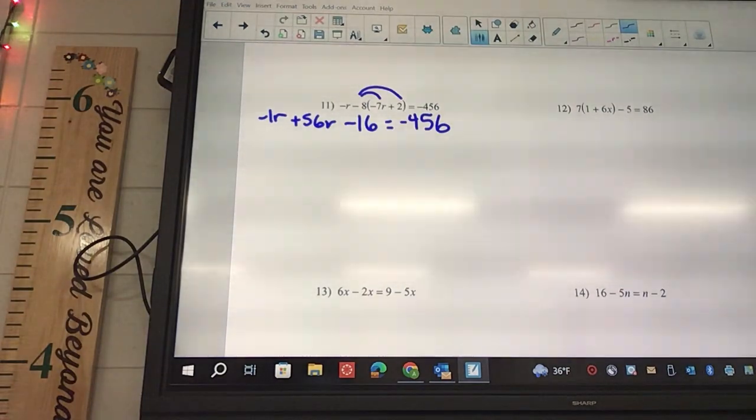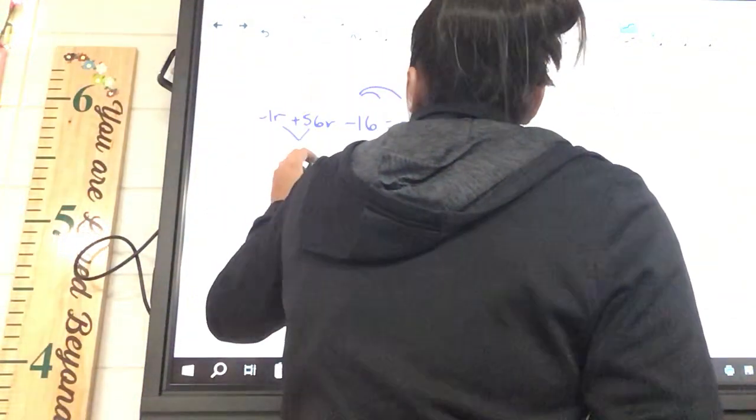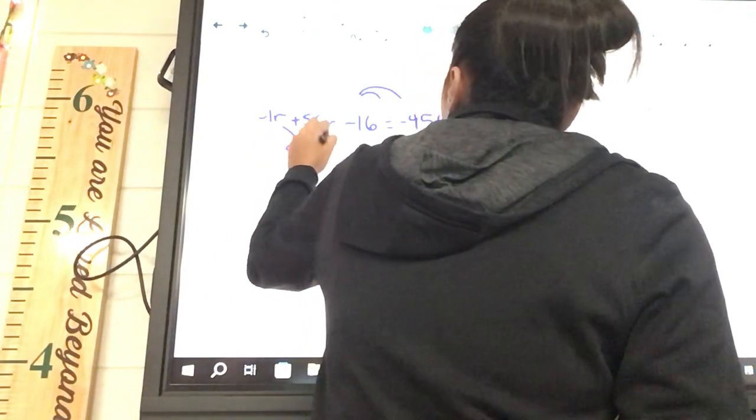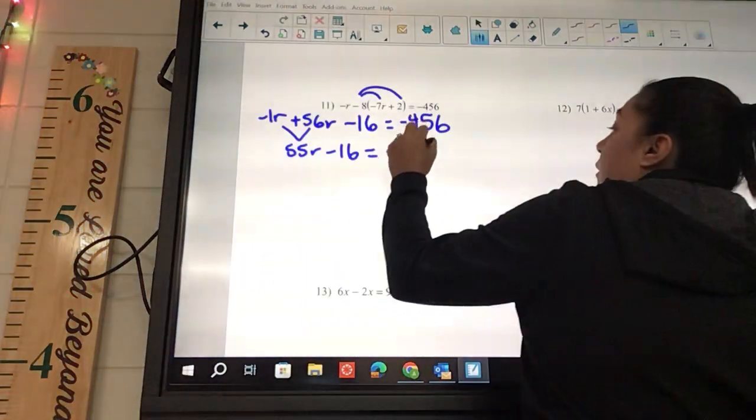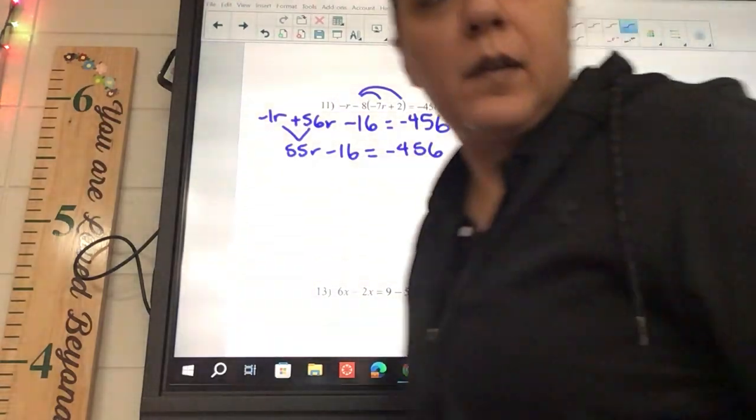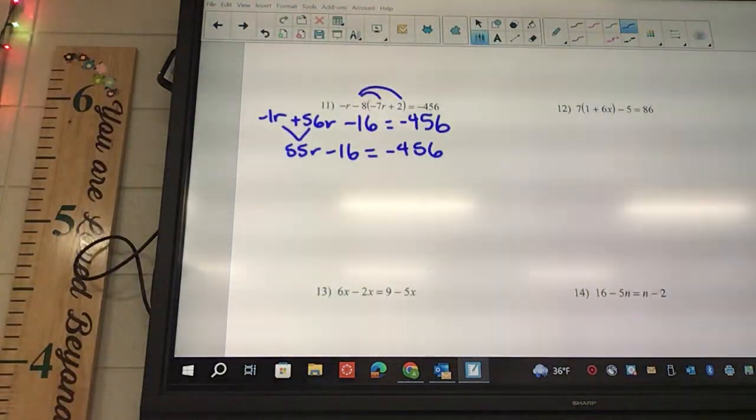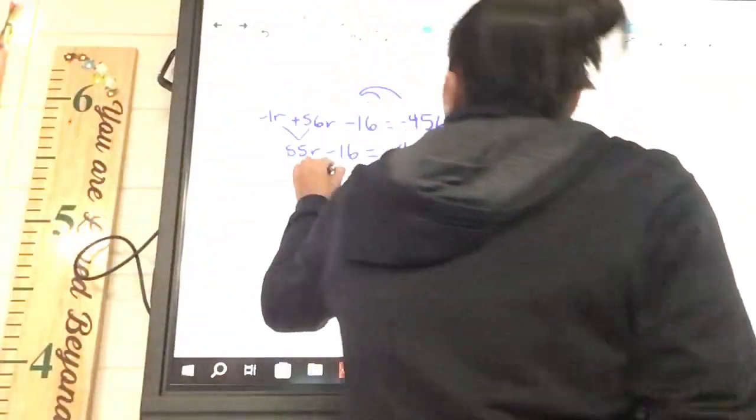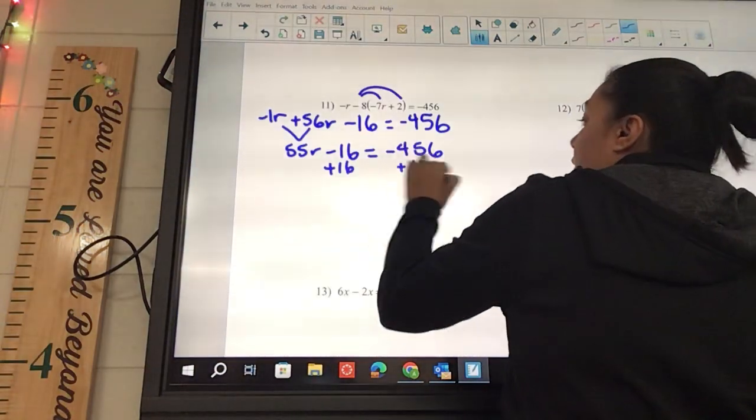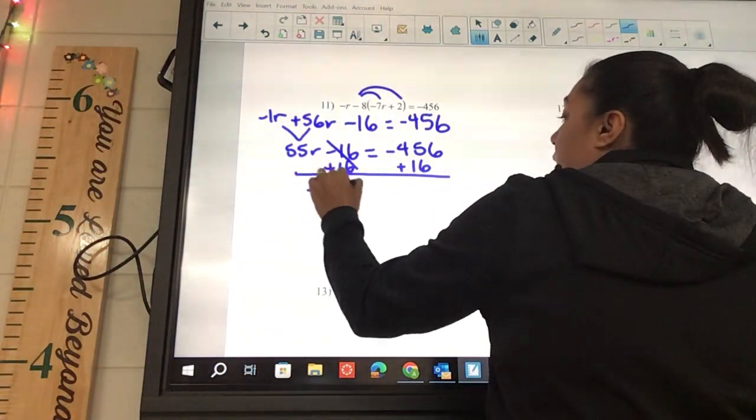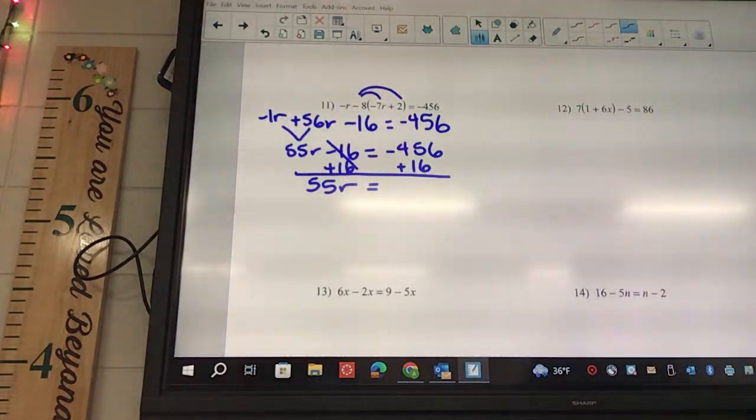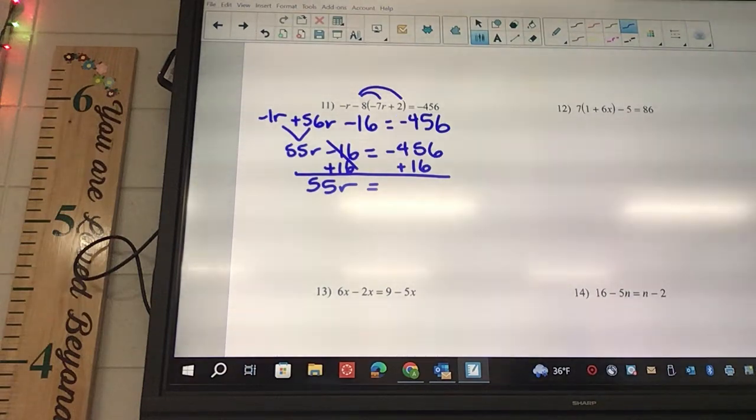Okay, now what? Yep, I can put the -1R and the positive 56R together. So -1 plus 56 is gonna give me a 55R. Okay, who's the third wheel? 16. What is -456 plus 16? -440.